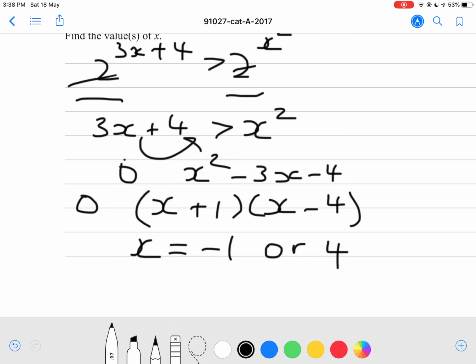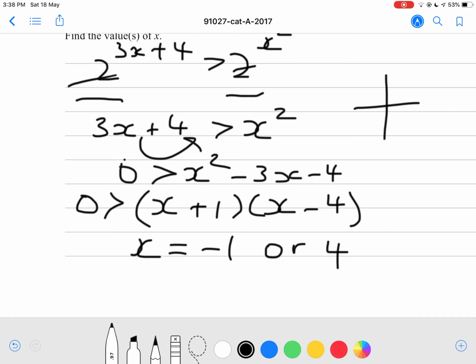Oh, okay. Sorry. It's greater than. I keep forgetting the greater than sign. So 0 is greater than x plus 1 times x minus 4. And we found that if x equals negative 1 or 4, then it will be equal to 0. But we want it for when x is less than 0, okay?